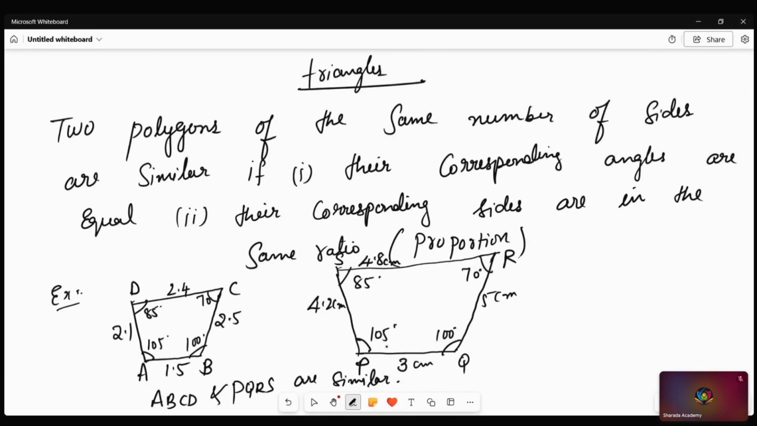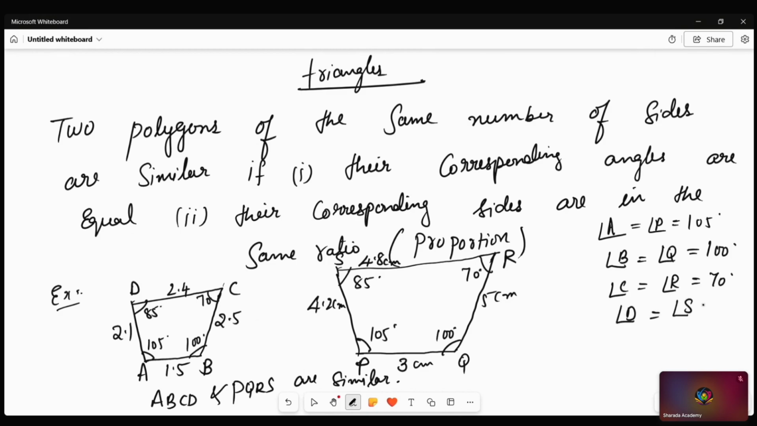See, angle A and angle P are equal. Corresponding angles are equal. First thing we said, A and P both are equal, that is equal to 105 degrees. B is equal to Q, that is equal to 100 degrees. Then angle C is equal to angle R, that is 70 degrees. And angle D is equal to angle S, that is equal to 85 degrees. So first we observe that corresponding angles are equal. So the first condition is satisfied.